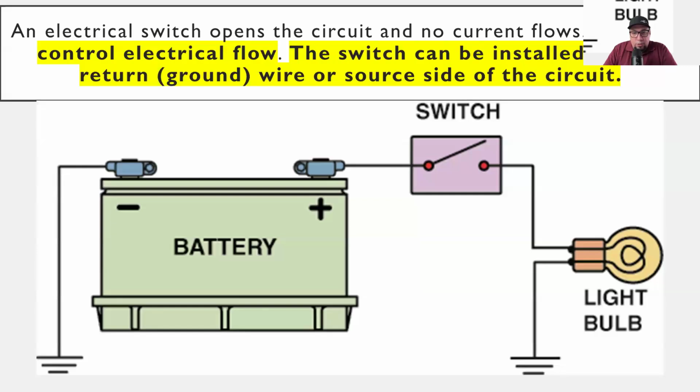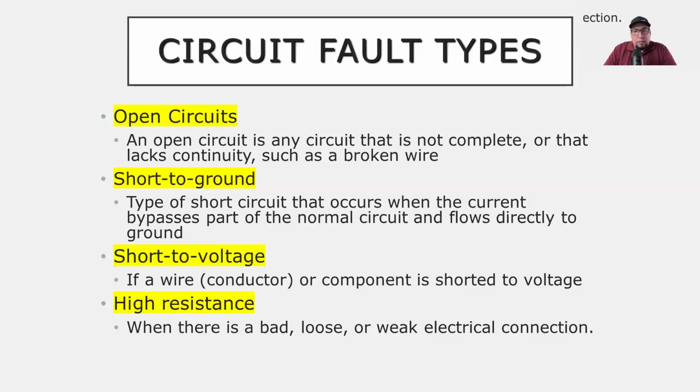If we were to put the switch on the other side, on the ground side of the bulb, the circuit would still work fine, still operate properly. It's just the placement of the switch. We can do it before the electrical load or after the electrical load, and we'll get the same result as far as the circuit working. Most cars are wired to where the switch is actually on the ground side of the circuit, meaning after the electrical load.